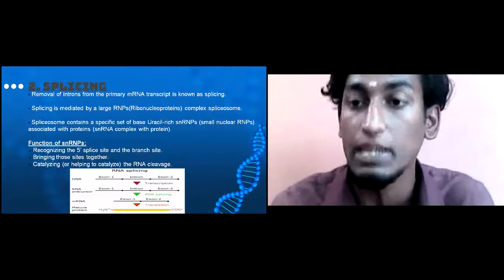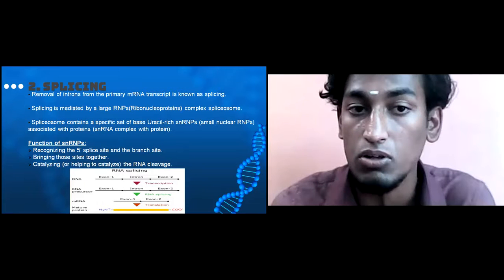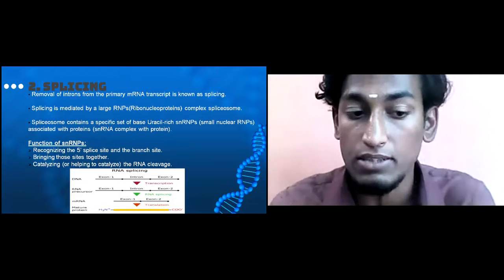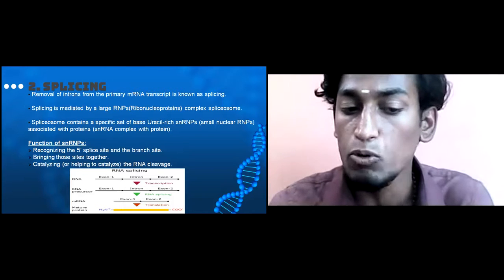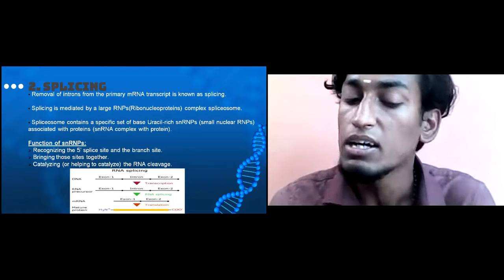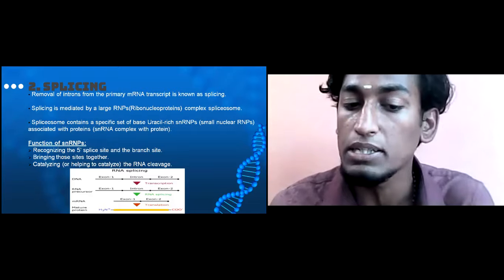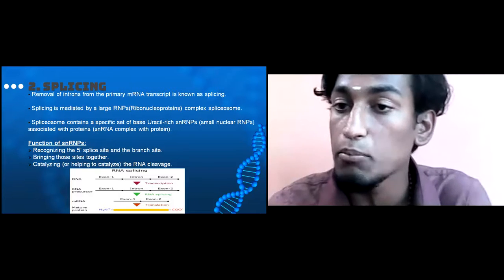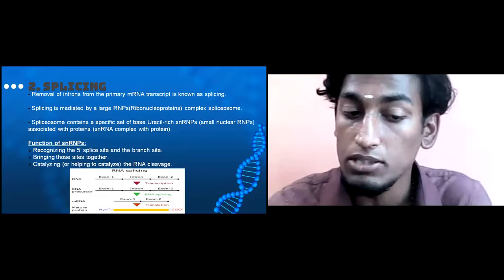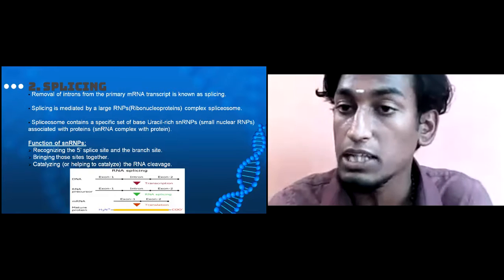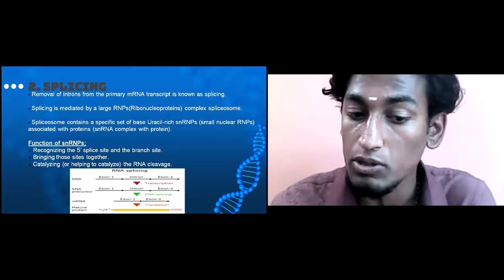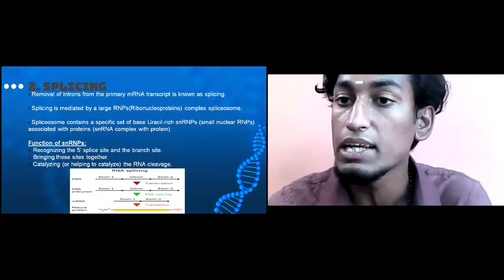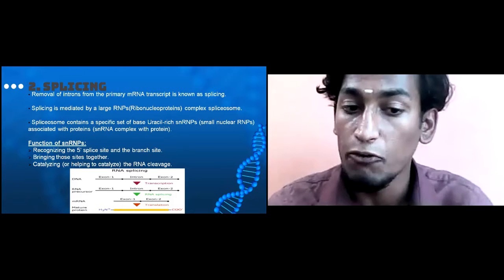Let me move on to the second process, called splicing. The removal of introns, that is splicing. The removal of introns by RNA splicing is another major type of eukaryotic pre-mRNA modification. Here, before the RNA moves to the cytoplasm from the nucleus, this modification takes place in the nucleus itself. And the presence of 3 sequences in the intron is required for splicing.